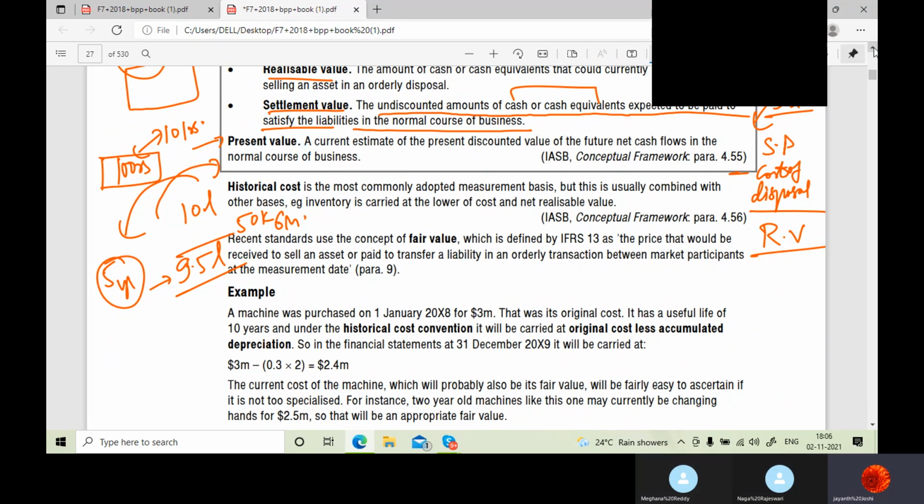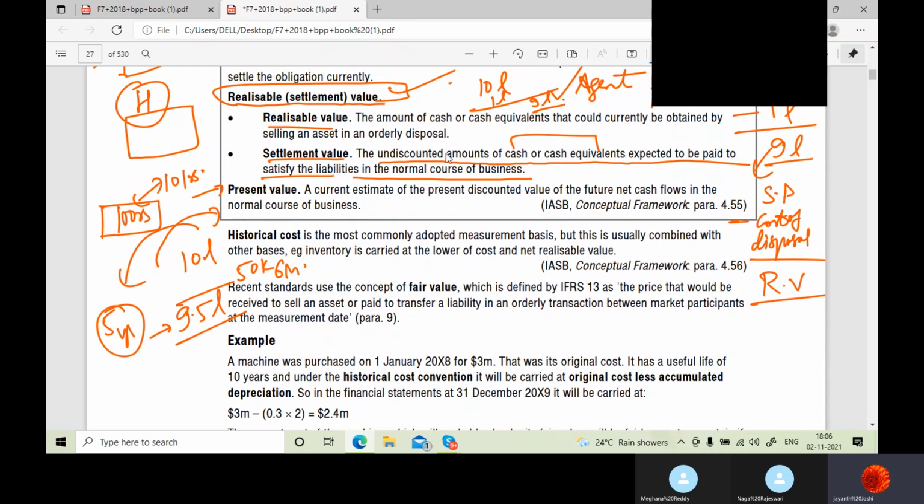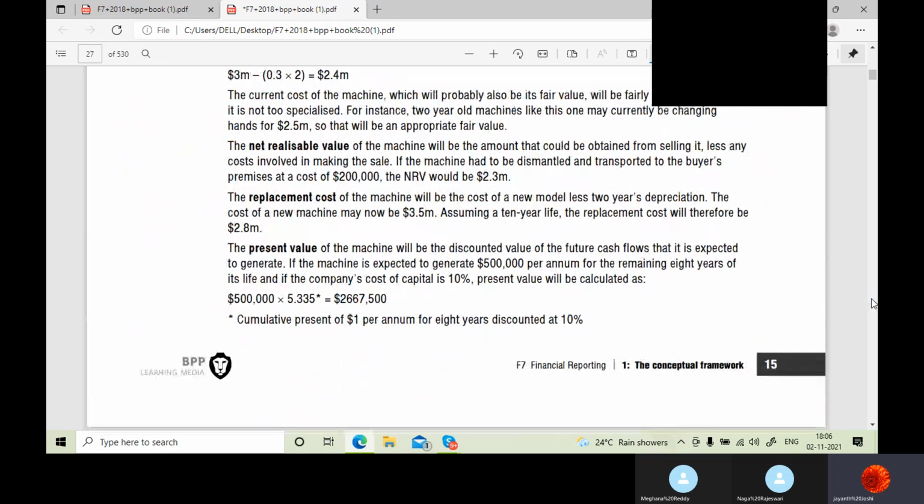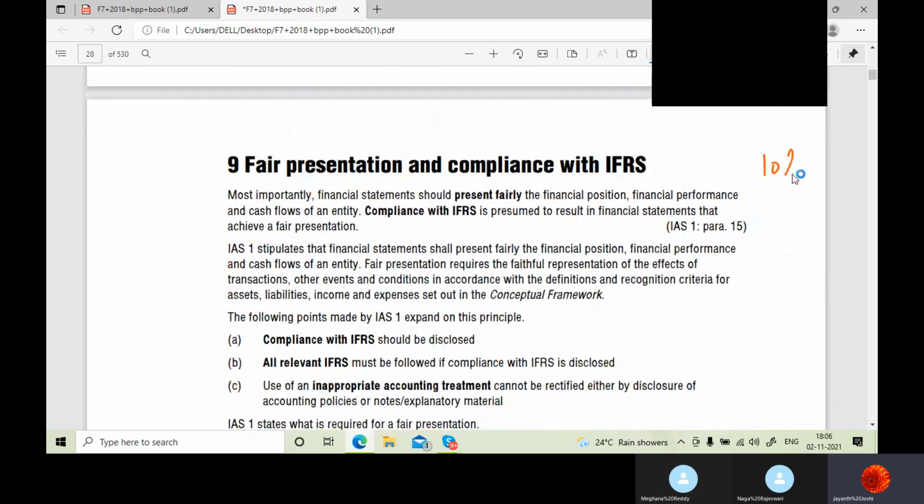I already told you about the settlement value. The undiscounted amounts of cash or cash equivalents expected to be paid to satisfy the liabilities in the normal course of business. Undiscounted settlement value is nothing but, say I need to pay you 10 lakhs. You gave me 1 month's time, and I approached you after 10 days. I said I'll make the payment to you within 10 days. What discount are you giving? You said I'll give you 10% discount. So I removed 1 lakh and I paid you 9 lakhs. So this is settlement value or not?